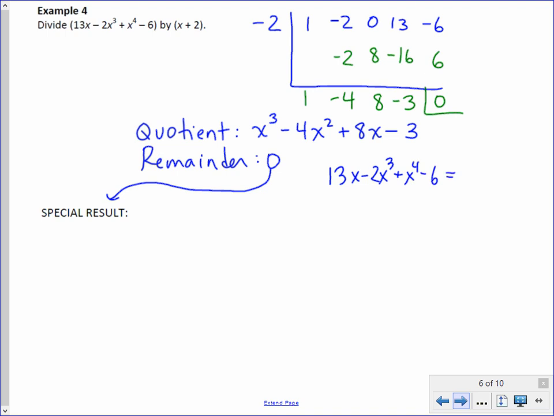There's your dividend equals divisor times this thing: x cubed minus 4x squared plus 8x minus 3. Is that a factor, guys? It is. So x plus 2 is not only a divisor, it's a factor. Wow. You just proved that x plus 2 is a factor of that polynomial. This is very important.